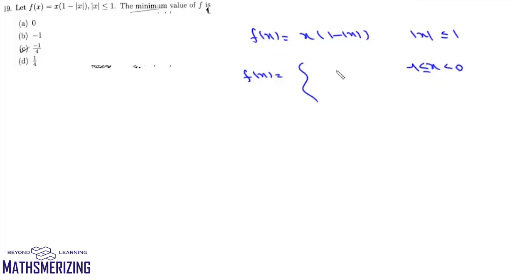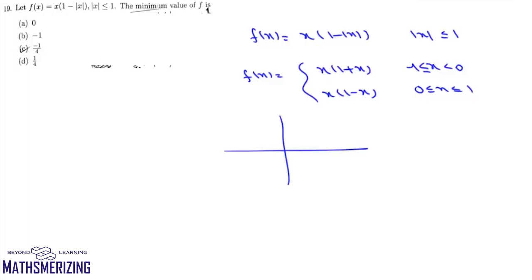Now question number 19 is, we are given this function f(x) as x into 1 minus mod x when mod x is less than or equal to 1. So we'll consider two cases. Case 1, when the value of x lies between minus 1 and 0, it will be x into 1 plus x. Second case, when the value of x lies between 0 and 1, in that case mod x will be simply x, so it will be x into 1 minus x.